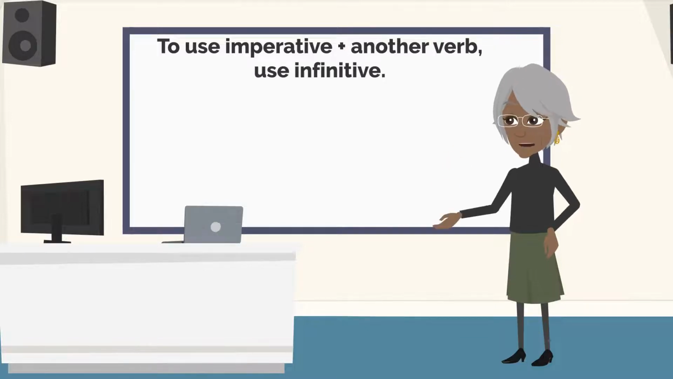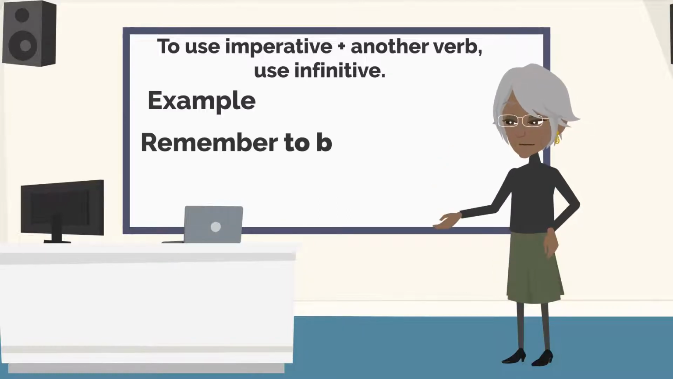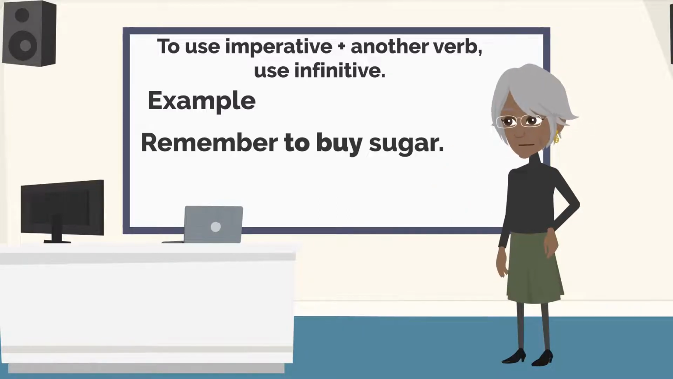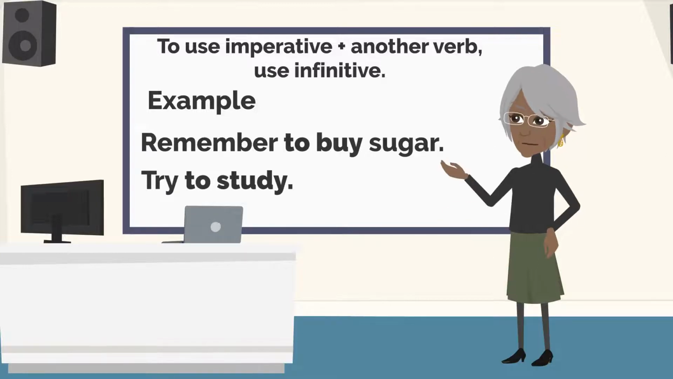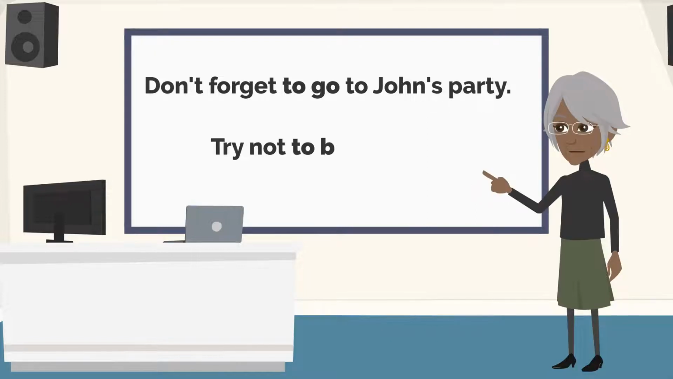To use imperative plus another verb, use infinitive. Example. Remember to buy sugar. Try to study. Don't forget to go to John's party. Try not to be late.